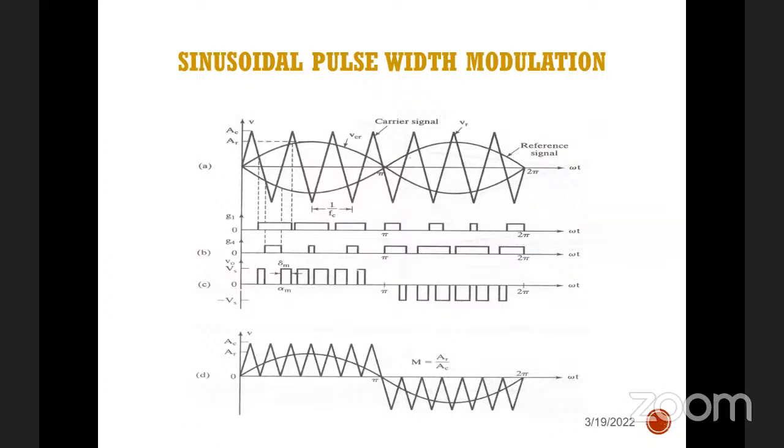When we observe the total harmonic distortion of this output voltage, we get an improved output voltage. The lower order harmonics are reduced, and the total harmonic distortion decreases in the output voltage waveform. So this is called the sinusoidal pulse width modulation technique.